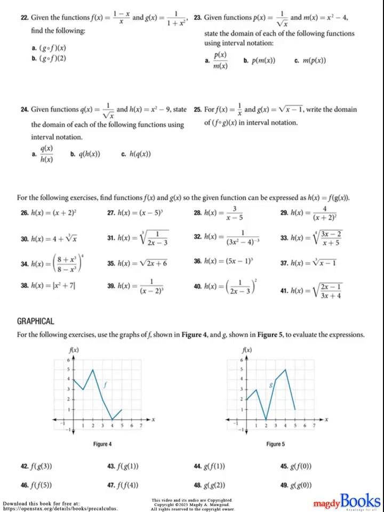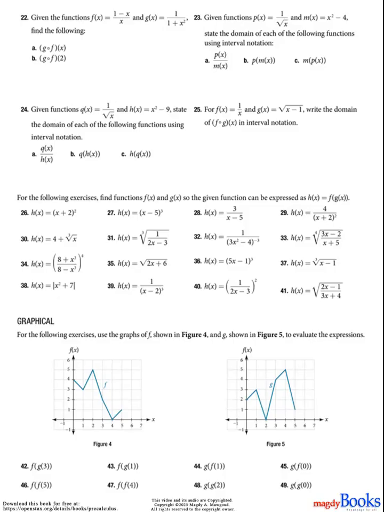23. Given functions p of x equals 1 over square root of x and m of x equals x squared minus 4. State the domain of each of the following functions using interval notation. A. p of x over m of x. B. p of m of x. C. m of p of x.